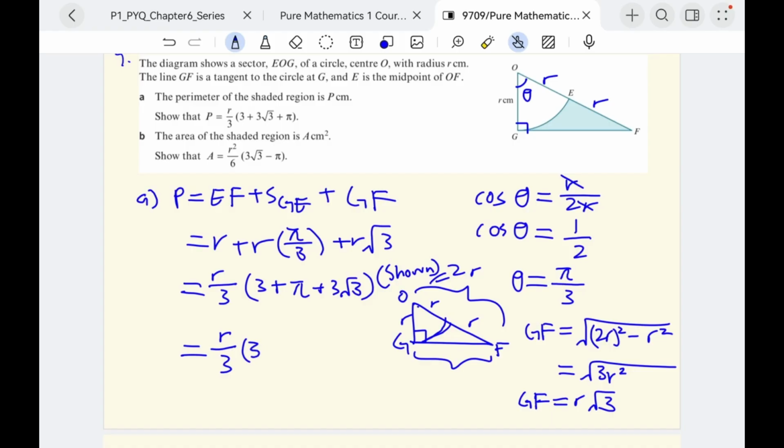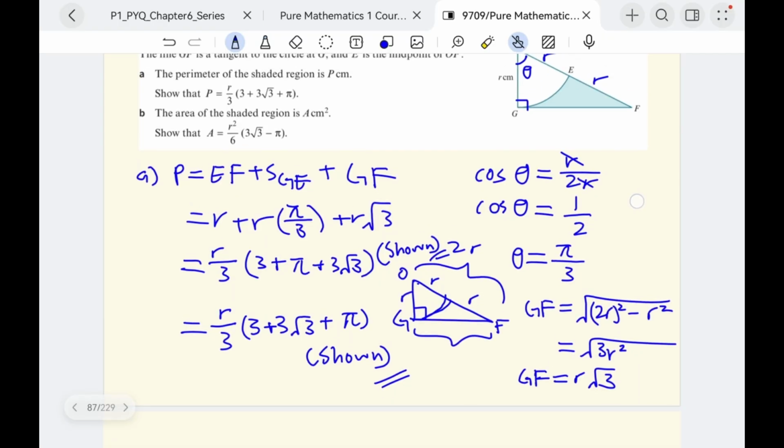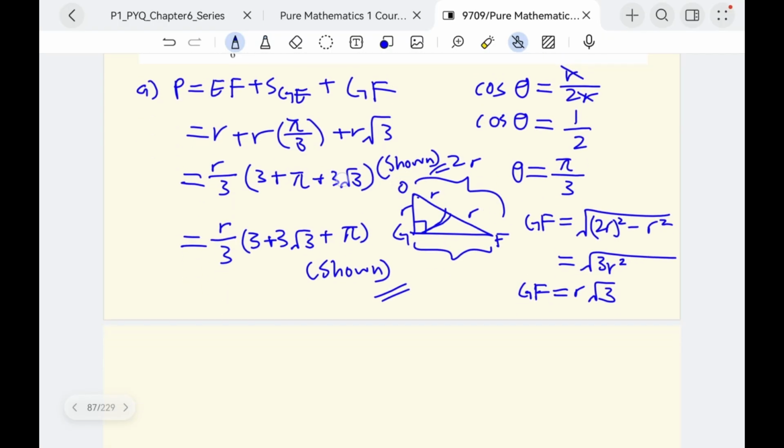So you can leave it as r over 3, the bracket of 3 plus 3 root 3 plus pi, and it's shown. Okay? Alright. So yeah, let's move on to part B.